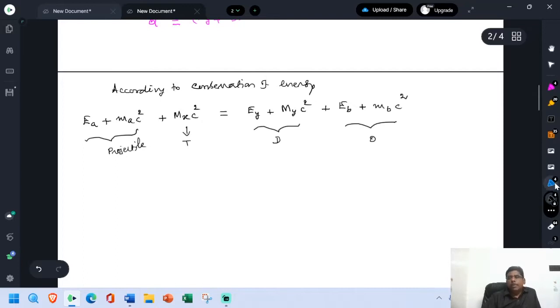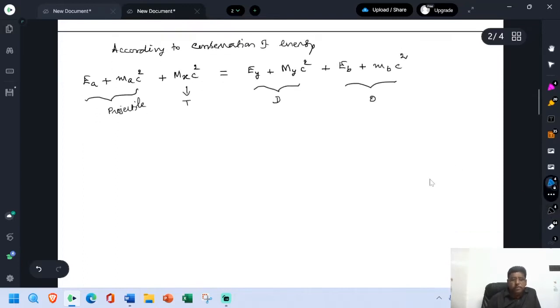Now, according to the definition, Q equal to EY plus EB minus EA, which is equal to, see here, EY plus EB.